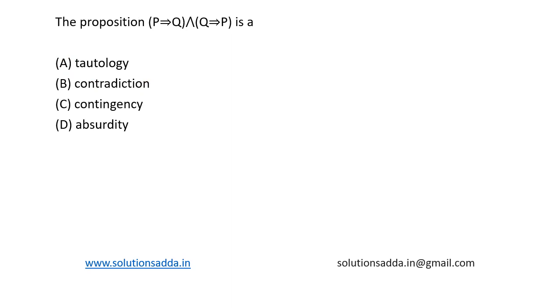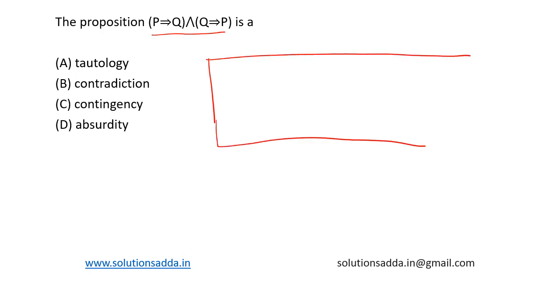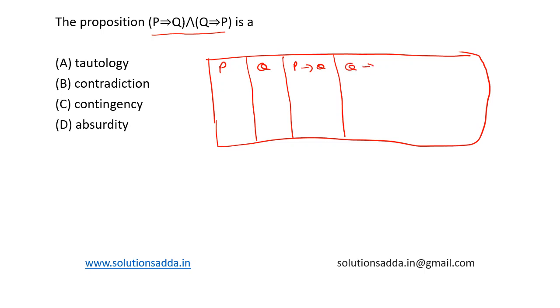This is a question from propositional logic. The proposition (P implies Q) and (Q implies P) is, and four options are given. Let's draw a truth table for this given proposition. We have P, we have Q, P implies Q, Q implies P. Let's denote them as 1 and 2. Then we have 1 and 2. This is this expression.